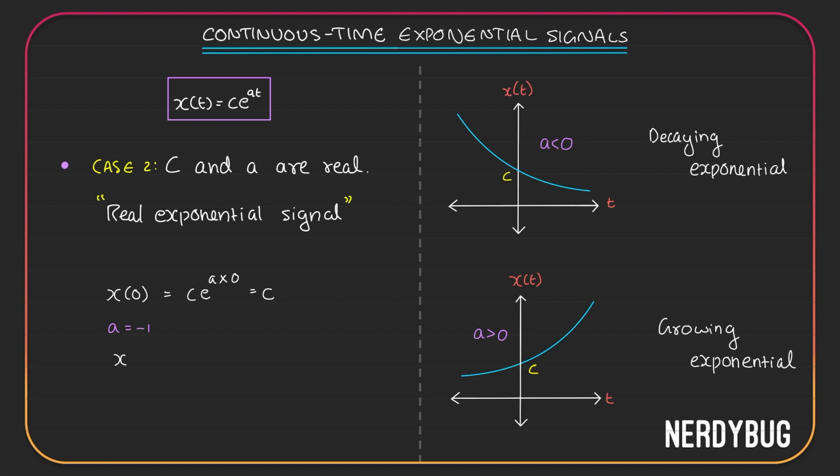On the other side, if you try to find x of 1, we get c e raised to a is minus 1, t is 1. So we get c e inverse. X of 2 will be c e raised to minus 1 multiplied by 2. So c e raised to minus 2. Obviously, this is decreasing. So our graph looks like this over here. Similarly, you can check for a greater than 0 by giving a number for a, for example 1, and you can see this is going to be a growing exponential.